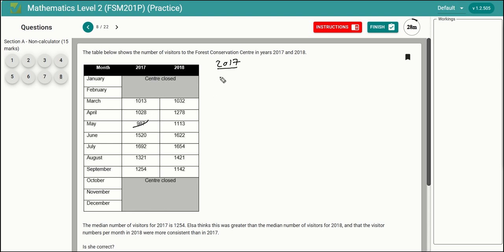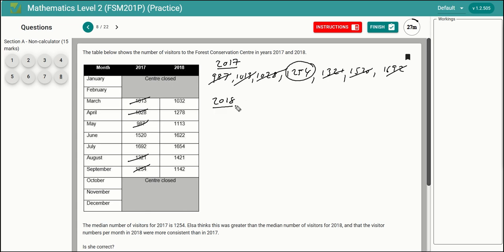So we're going to start off with 987. And right, it looks like it's going to be 1013 followed by 1028, then it's going to be 1254, 1321, 1520 and 1692. So which value is in the middle? Let's chop one off the left and chop one off the right. Let's do the same again. And let's do the same again. So the median is 1254. For 2018, again, let's put them in order.